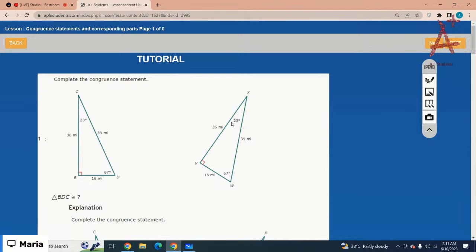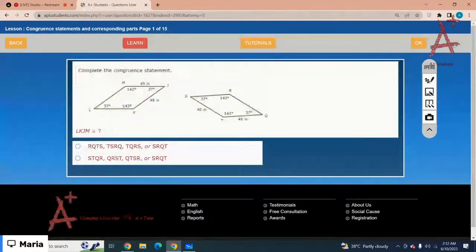Let's see the third angles, if you just rotate this triangle a little bit. Here you have angle C and angle X are congruent. Angle D and angle W are congruent, and B and B are perpendicular angles. When you look at their side lengths, 36 and 36, here you have 39, here you have 39, here you have 16, here you have 16. That means both the triangles are exactly congruent. So triangle BDC is congruent to, what's wrong with this one?